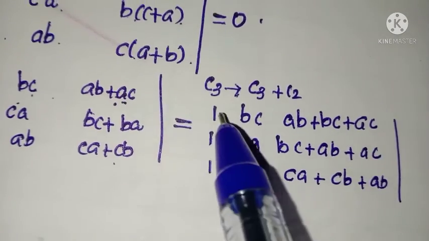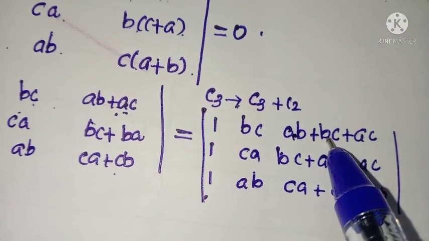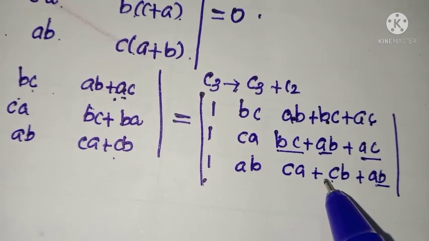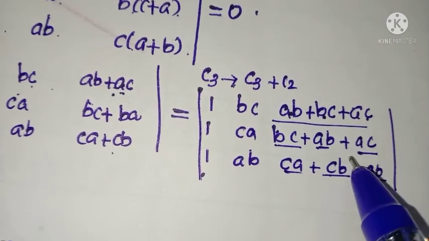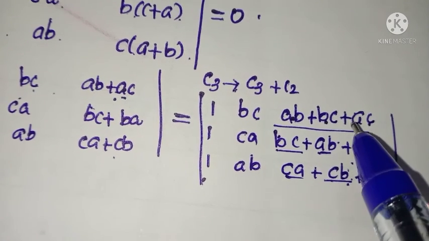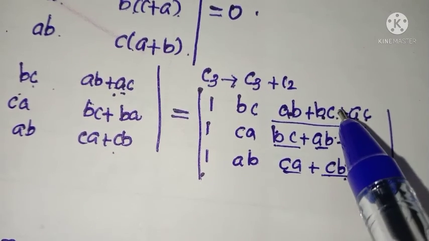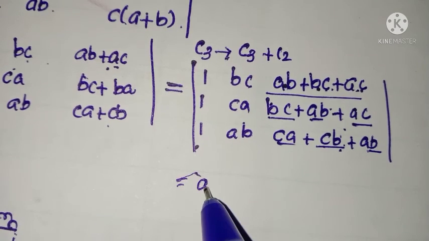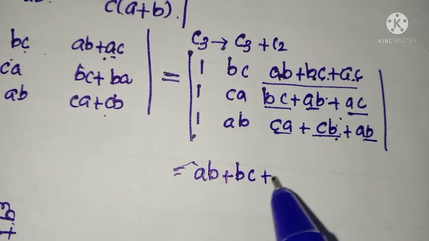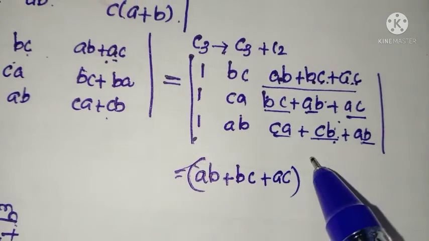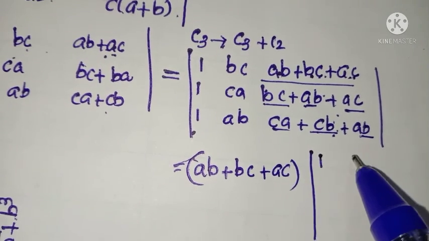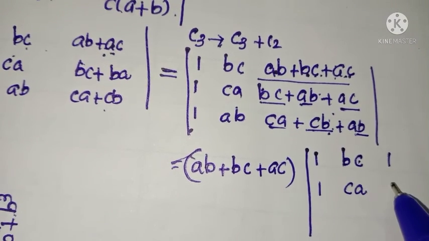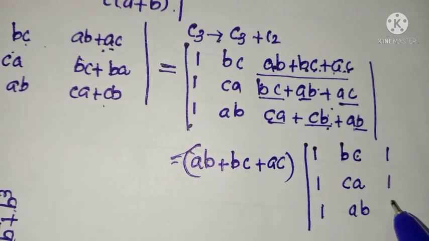Now look at this third column: AB plus BC plus AC, AB plus BC plus AC, AB plus BC plus AC. So in the third column, all the entries are the same. We can consider AB plus BC plus AC a common factor, so take it outside. Then we get the determinant 1, B, C, 1; 1, C, A, 1; 1, A, B, 1.